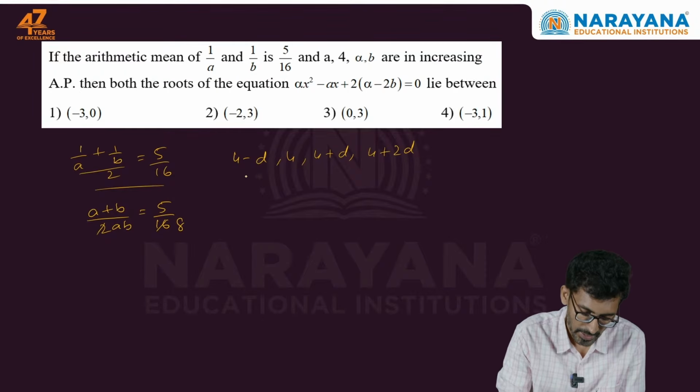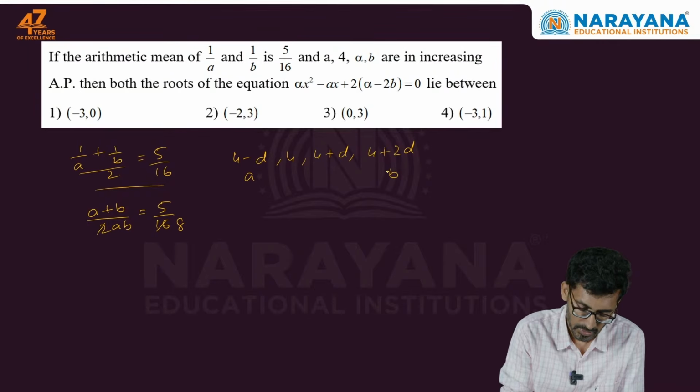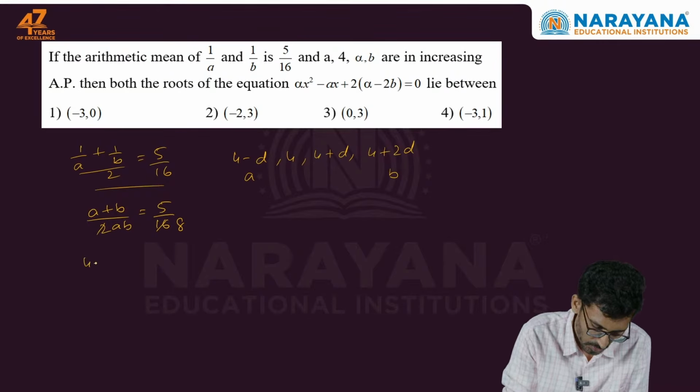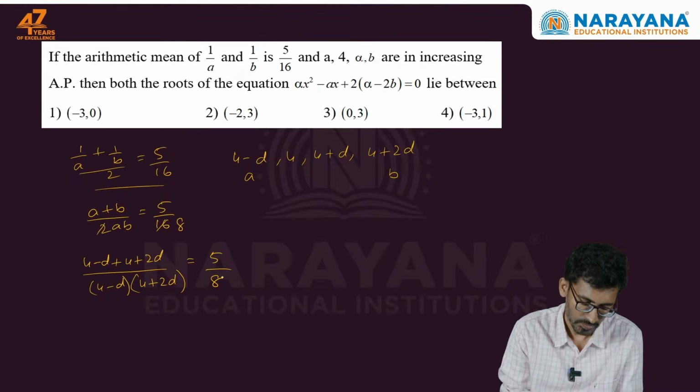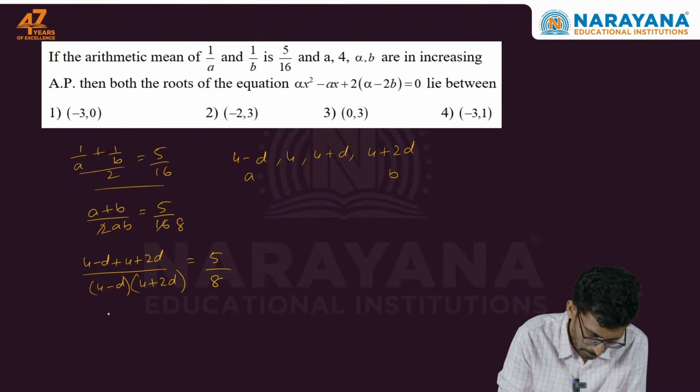So here A is 4 minus D and B is equal to 4 plus 2D. I will substitute these values. (4 minus D) plus (4 plus 2D) by AB, that means (4 minus D) into (4 plus 2D), is equal to 5 by 8. So here we can find the value of D. So 8 plus D, in the numerator we are getting 8 plus D.